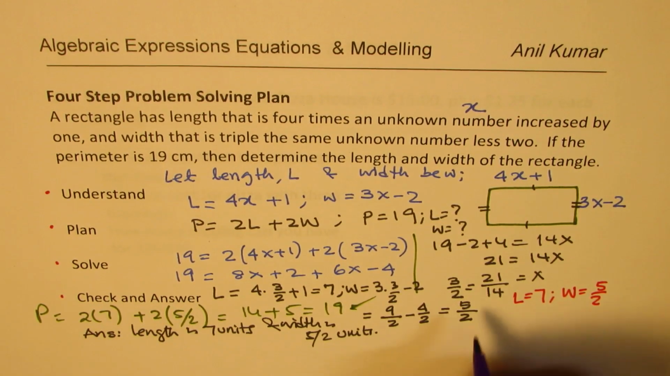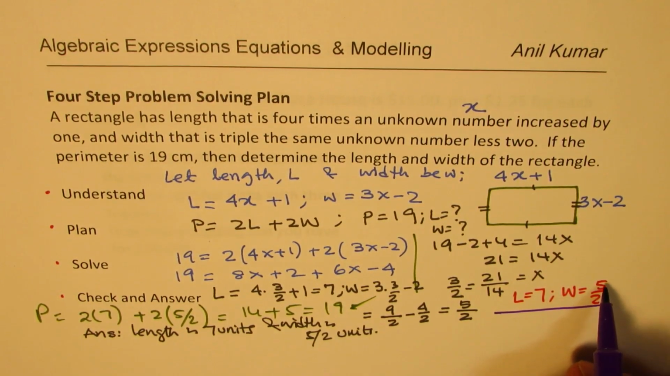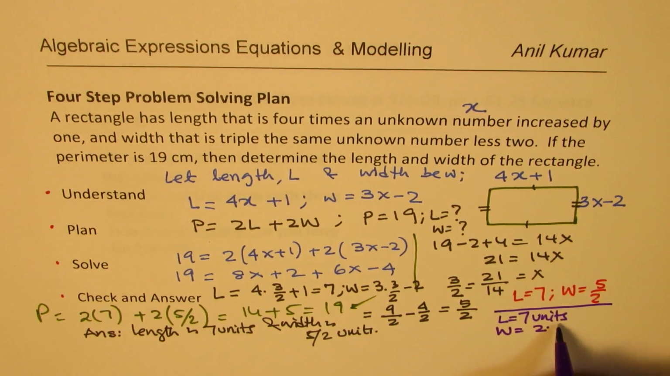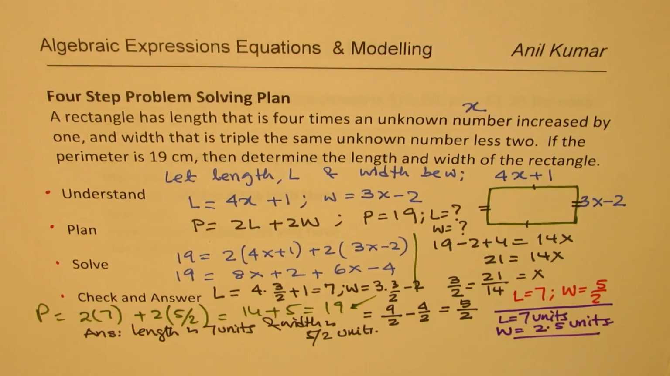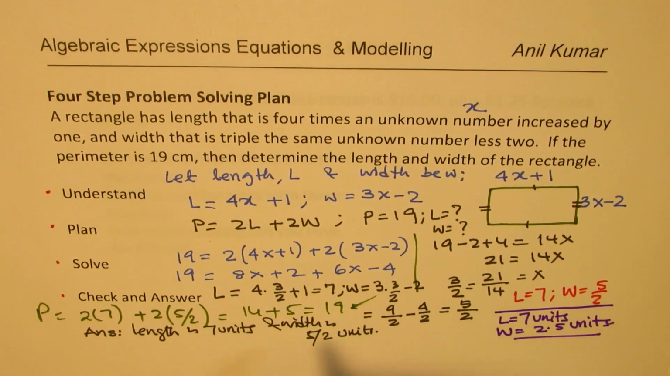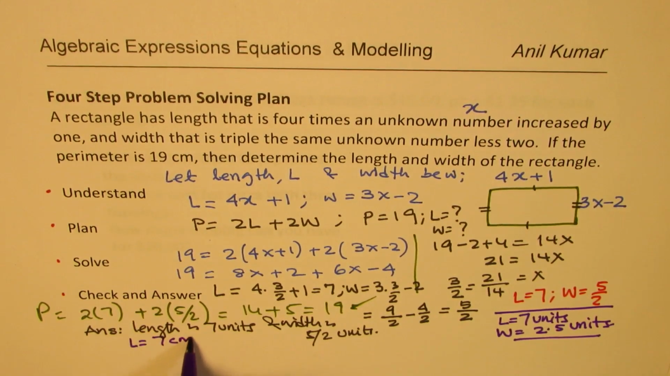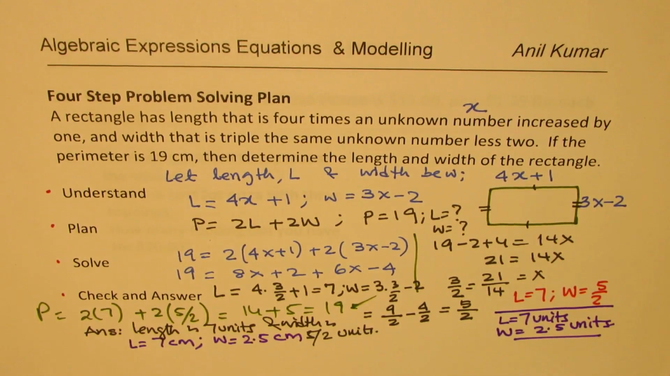Perfect. So as you saw in our case, length is 7 units and width is, you could write 5 by 2, or you could also write this as 7 units and width as 2.5 units, or in decimals, right? So either way, it is okay. Units are centimeters for us, since the perimeter is in centimeters. So better will be, we write length equals 7 centimeters and width equals 2.5 centimeters. Perfect. So that is the complete solution for the given question.